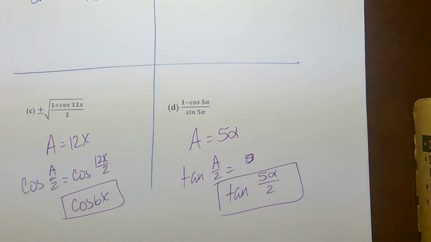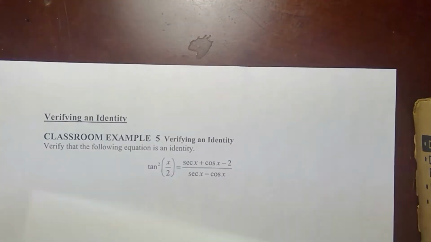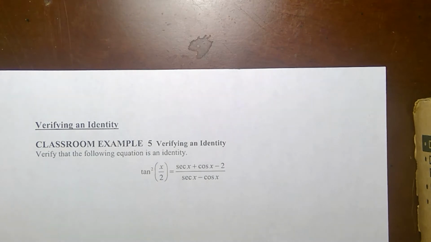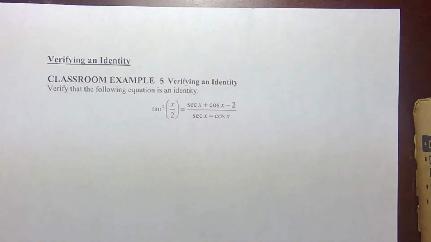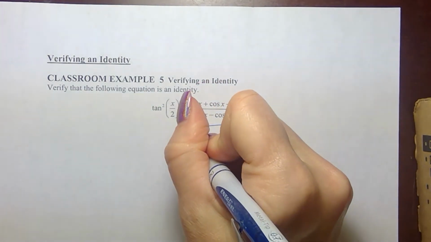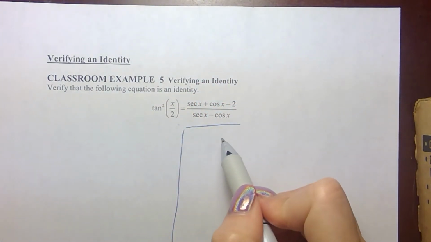All right, let's look at those identities that we need to verify. Remember, when I'm verifying identities, I'm not asking if it is an identity. It is. I just want you to show me how. My left side looks fairly simple. My right side is more complex. So I'm going to choose to verify this identity by working on the right side.